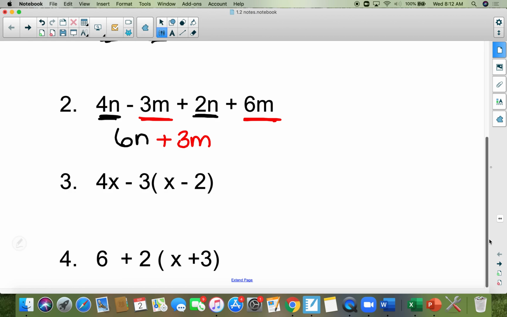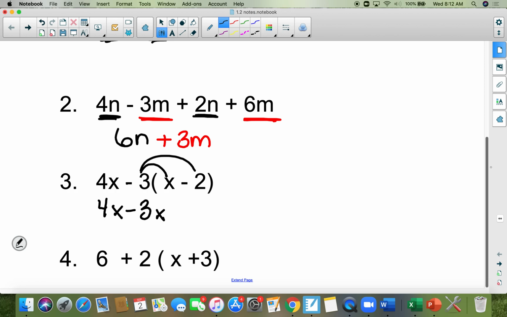The next one gets a little bit tougher, but I think most of you know how to do the distributive property. Leave the 4x, 4x. You need to distribute the negative 3 into both the x and the negative 2. It's the most famous property in algebra, the distributive property. A negative 3 times x is a negative 3x. A negative 3 times a negative 2, do you notice that they're both negatives right there? A negative 3 times a negative 2 makes a positive 6.